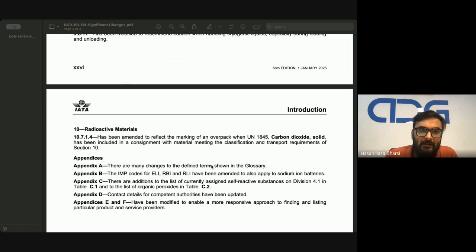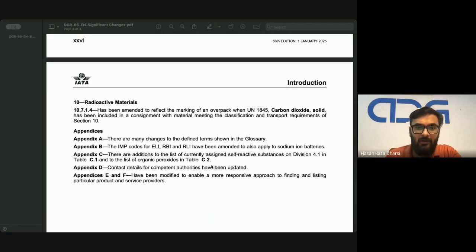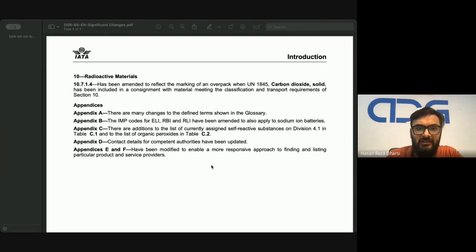Coming up to section 10, radioactive material, 10.7.1.4 has been amended to reflect the marking of an overpack when carbon dioxide solid, dry ice, has been included in a consignment with material meeting the classification and transport requirements of section 10. Now, coming up to the appendices. Appendix A, there are many changes to the defined terms shown in the glossary. Appendix B, the IATA codes for ELI, RBI, RLI have been amended to also apply to sodium ion batteries. ELI, RBI, and RLI were used for lithium batteries. Now they have been amended to be used for sodium ion batteries.